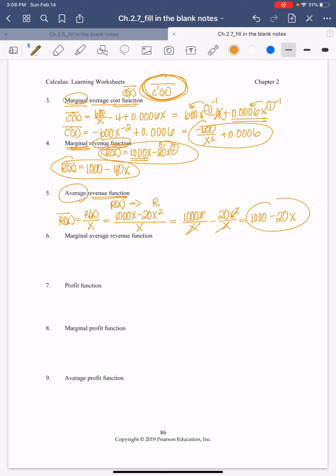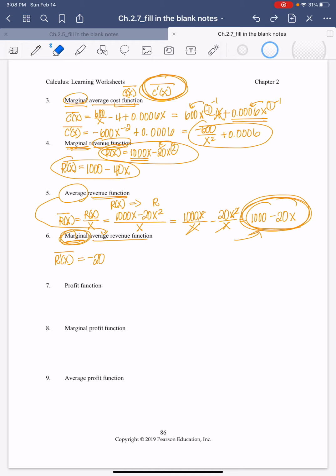Moving on. Now what are we going to do? We got the average revenue function. That was from part B. What are we going to do? Marginal means take the derivative. So all we have to do is take the derivative of what we just found. So that means 1000, I'm going to take the derivative of this part over here. 1000 disappears. Negative 20x is just negative 20.